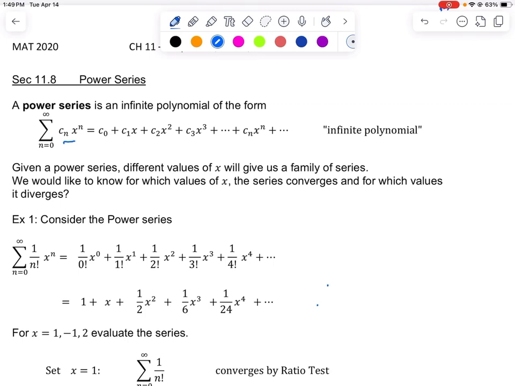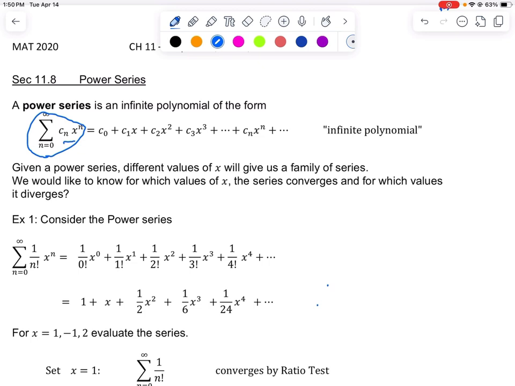Section 11.8 Power Series. What is a power series? We have looked at many series right now. So it is something which looks like this: summation n is equal to 0 to infinity. Now n can start at 0 or any other number. And inside the summation we have c_n x to the n.